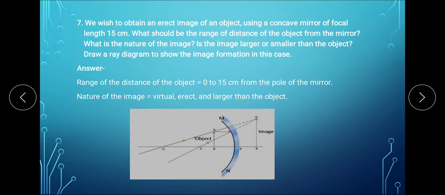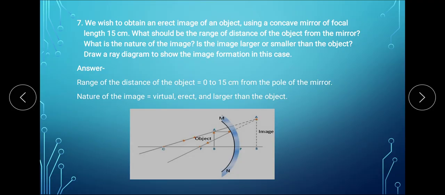Please read question number 7. We wish to obtain an erect image of an object using a concave mirror of focal length 15 cm. What should be the range of the distance of the object from the mirror? What is the nature of the image? Is the image larger or smaller than the object? Draw a ray diagram to show the image formation in this case.